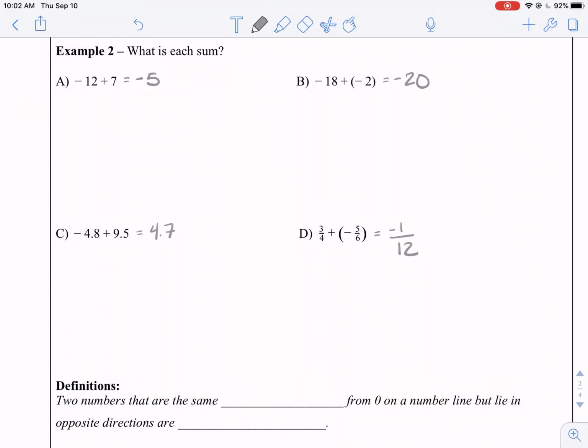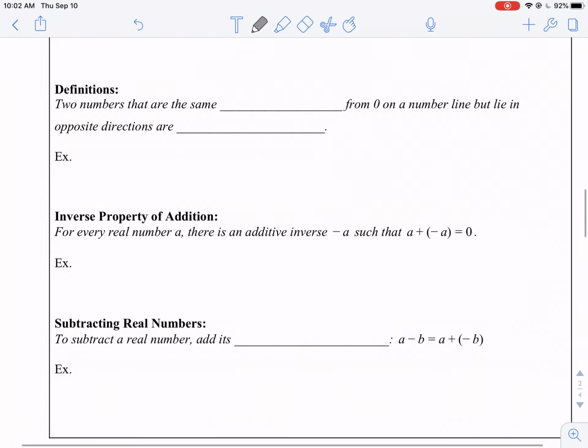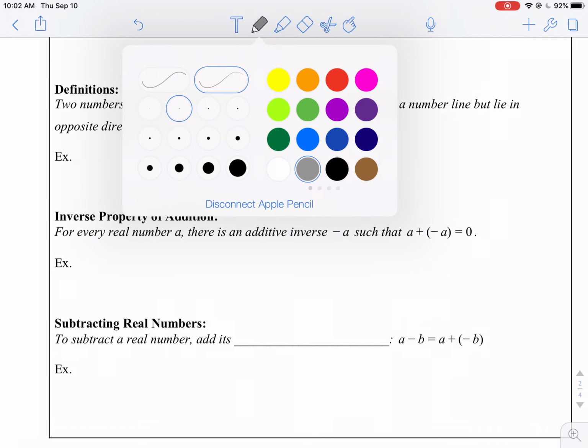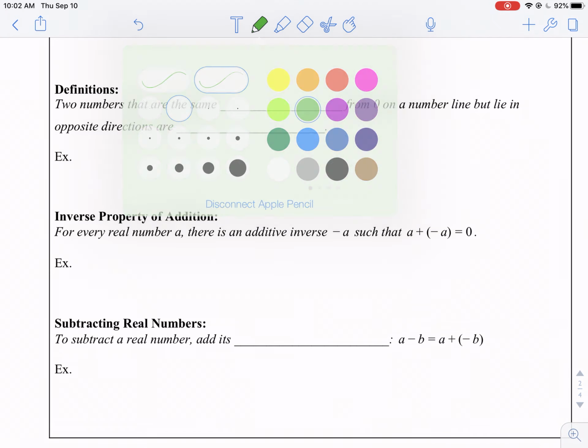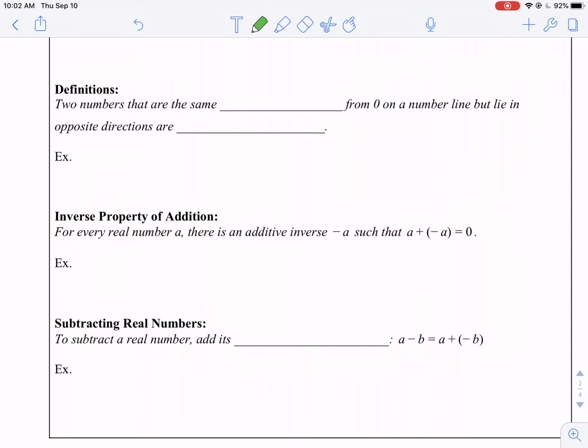Now, those were helpful for addition. We have a key term here that will help us with subtraction. So we've been talking about distance from 0 with absolute value. So if we have two numbers with the same distance from 0, that is, they have the same absolute value, but they're in opposite directions, we call them, are you ready for this? Opposites. Ha!